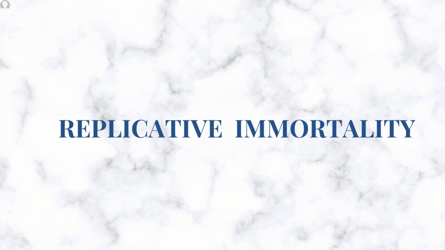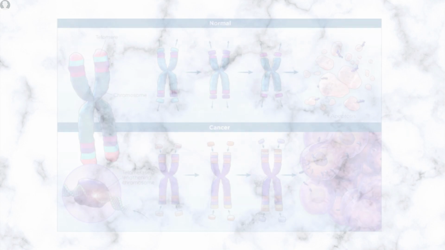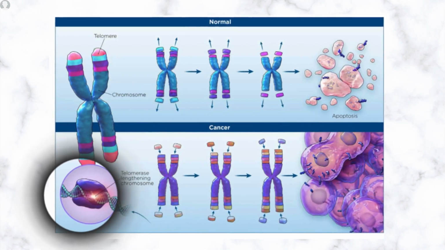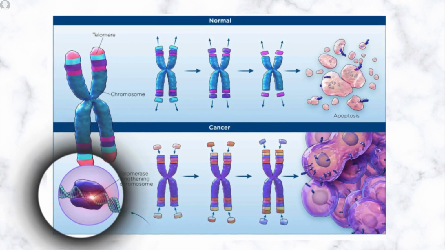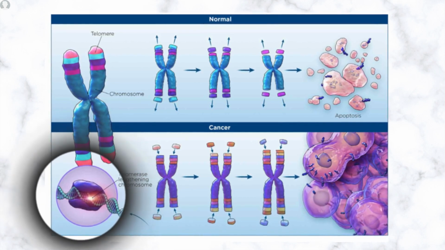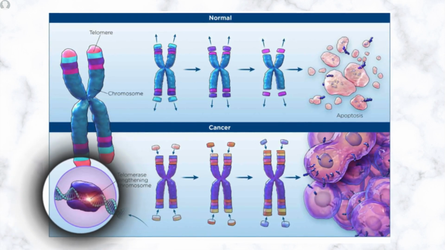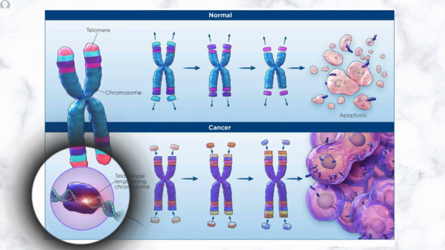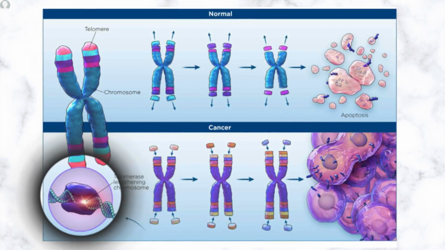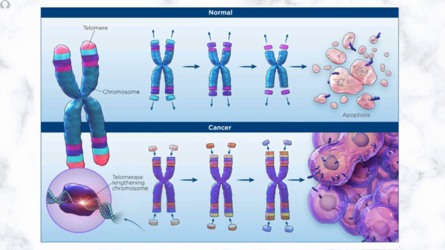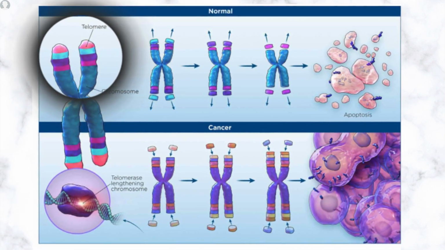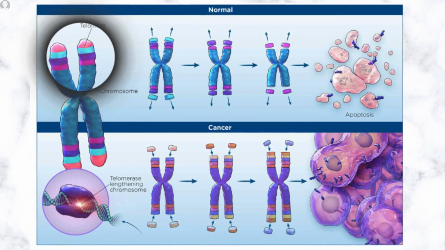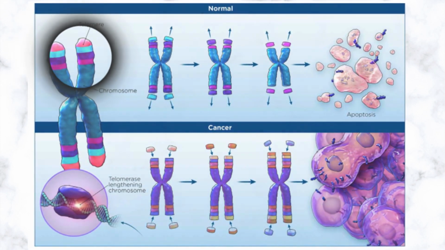So, what is replicative immortality? Cancer cells typically exhibit increased telomerase activity, which helps them to become immortal, that is, to divide indefinitely as long as proper nutrients and oxygen requirements have been met. Normal cells have normal telomere lengths and divide for a finite number of replications.